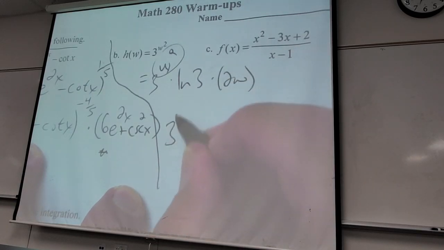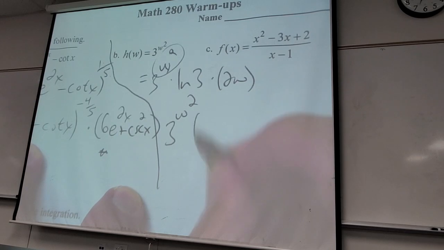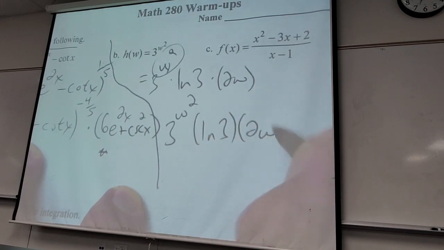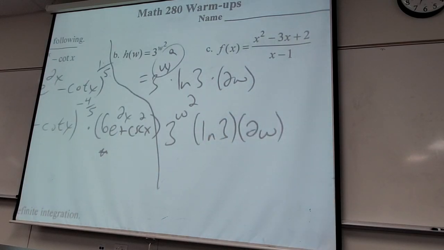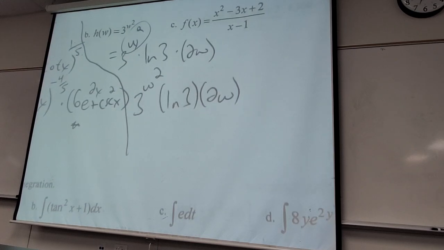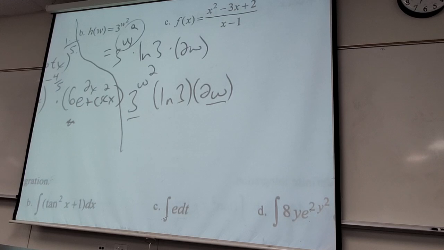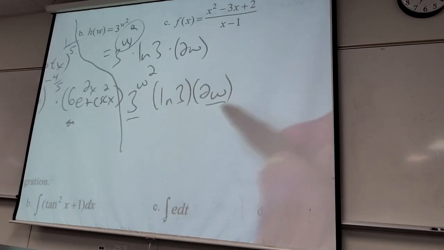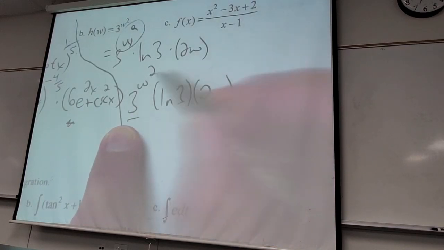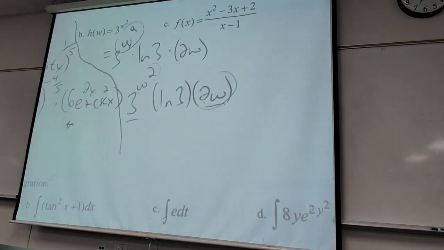So let me write that a little bit better. 3 to the w squared times natural log of 3 times 2w. Now, please, did anyone put 6 something? You cannot combine these, of course, because that's the 2w squared power, and this is not. So be really careful about that. 2 times 3 to the x is not 6 to the x.